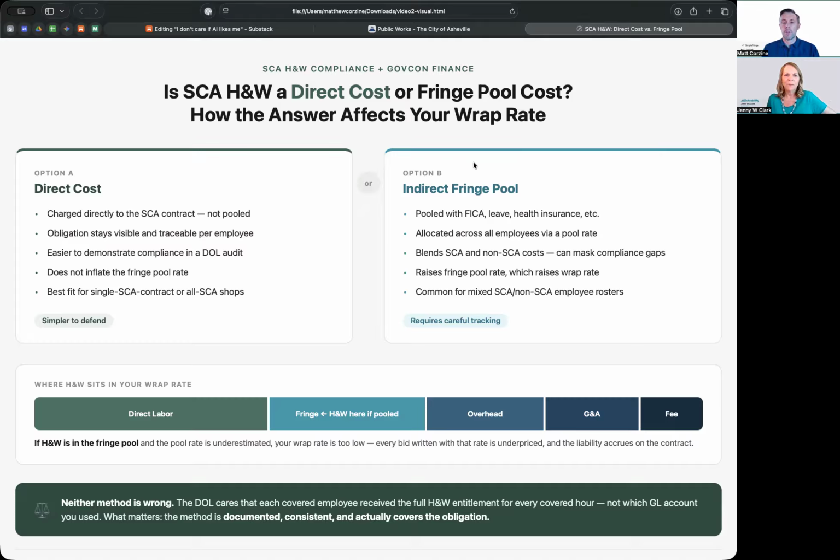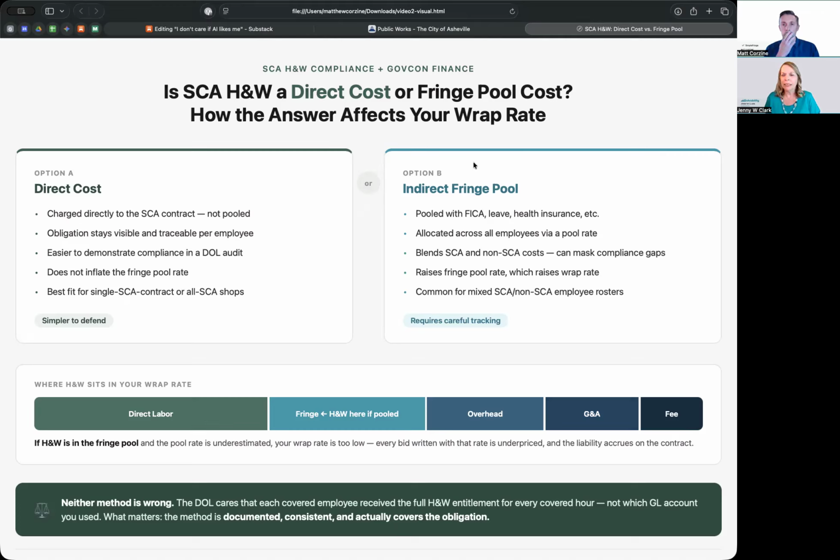Jenny, I'm curious from your side, what are the two ways, and we've got a good visual here, that a contractor can actually structure this? That's a great question, Matt. I've seen it done both ways, and there's actually a couple of variations on this. Some organizations say, well, because whenever they work, I pay them the $5.09 per hour, and there's some rules about what hours you pay and when you do it.